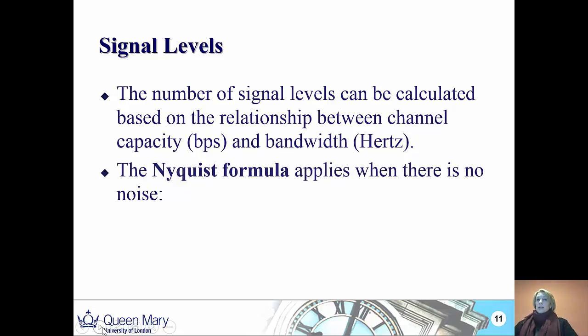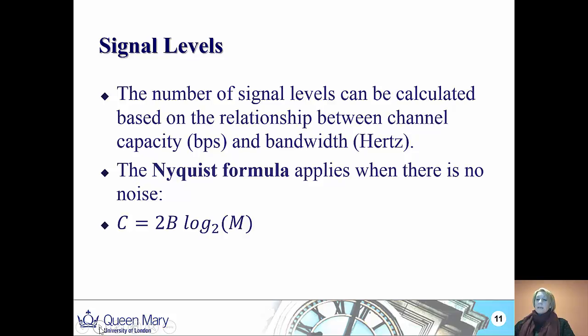So we have two approaches to calculating channel capacity. We have the Shannon theory whenever we have the presence of noise in the network, and we also have the Nyquist formula, which applies when there's no noise in the network. So if you're asked in an exam to calculate signal levels, then you should know whether to use the Shannon formula or the Nyquist formula, and that will depend on the presence of noise, of a signal to noise ratio.